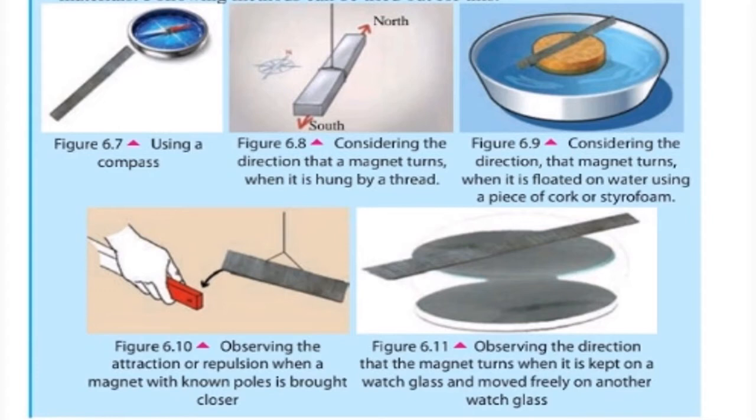Considering the direction of the magnet's turn when hanging by the thread, when the magnet is turning to the North Pole, the magnet's pole is north. Considering the direction that the magnet turns when floating on water using a piece of cork or a styrofoam. Second one, observing the attraction or repulsion when a magnet whose poles are not marked is brought closer. Observing the direction that the magnet turns when it is kept on a watch glass and moved freely on another watch glass.